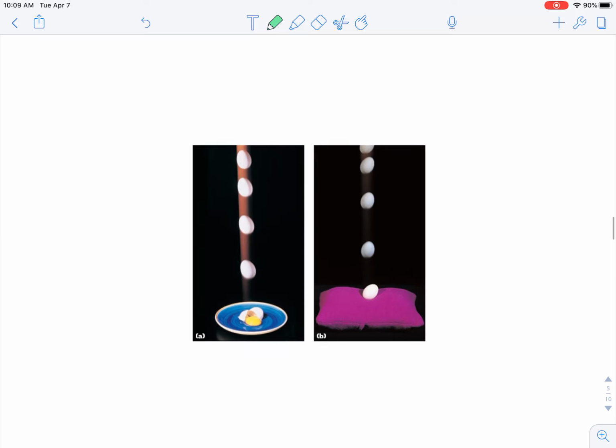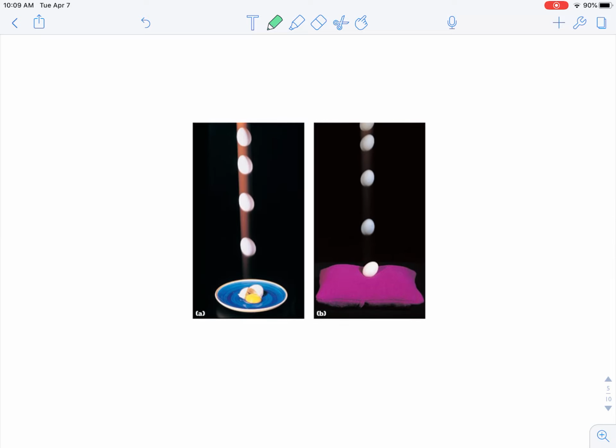The last example I want to talk about is this activity you should have done over the long weekend. You were supposed to make a contraption that would catch an egg. And this egg would hopefully survive a fall. So these two examples are a plate or a pillow. We'll call them A and B. And we'll say A was an unsuccessful contraption and B was a successful one.